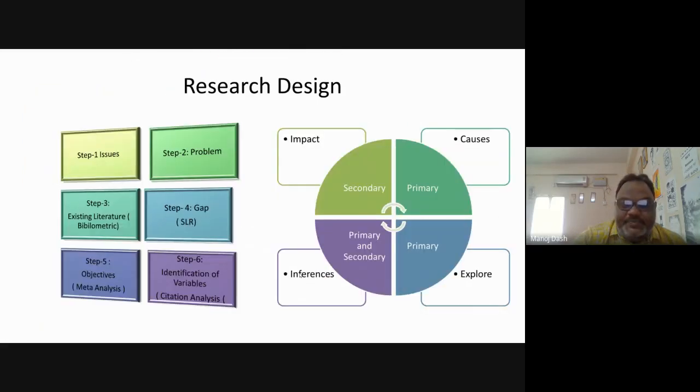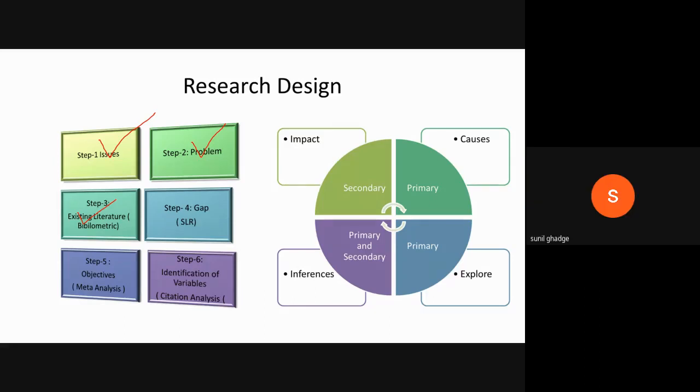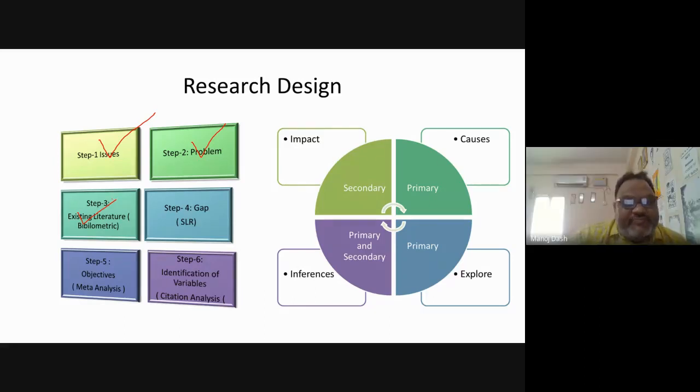Let me explain. When you do any research, the first thing is that you have to understand what the issues are. I will not take much more time, you are all faculty. Second, what are the problems? Third, you should apply the bibliometric analysis. How many of you know bibliometric? Do you know bibliometric? No, sir. This is step 3.